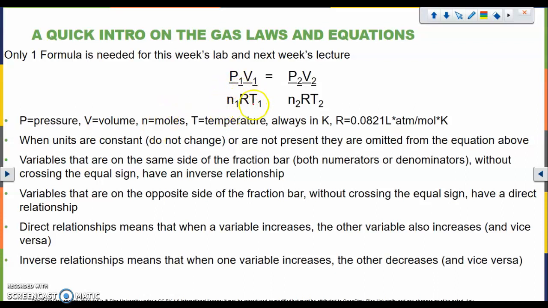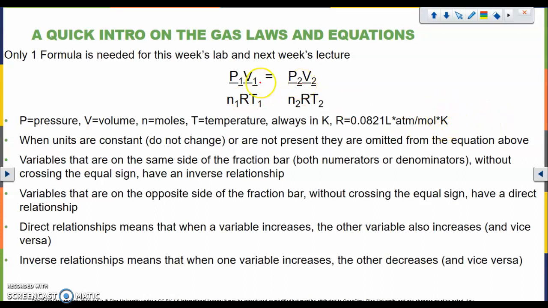And then R is the gas constant, and this gas constant is shown here. That is always going to be 0.0821 liters times atmosphere over moles times Kelvin. Anytime you have to use R, the unit for pressure has to be in ATM. It has to match the units in the gas constant. So the unit for pressure has to be in ATM, the unit for volume has to be in liters, and the unit for temperature always has to be in Kelvin.